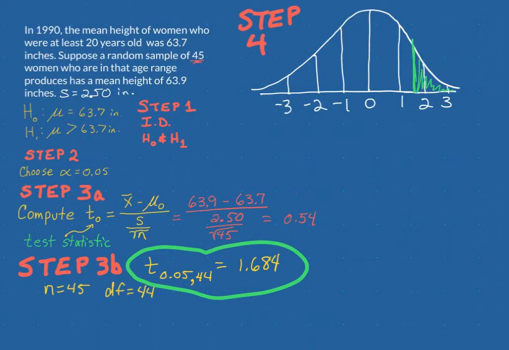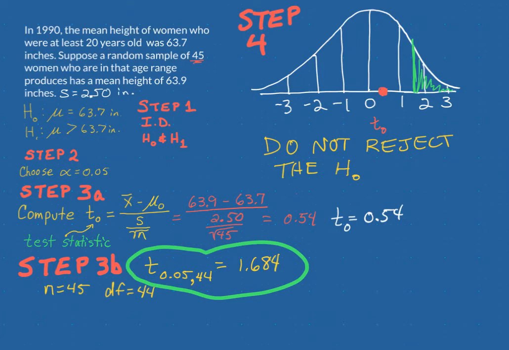Now we have to look at, and let me rewrite this so it's easier to read, our test statistic. I am going to do it in red. It is 0.54. So it is about here. There's t sub 0. Is our test statistic in the critical region? No. If it is not within the critical region, then we do not, I repeat, do not reject the null hypothesis. And now we need to state our conclusion.